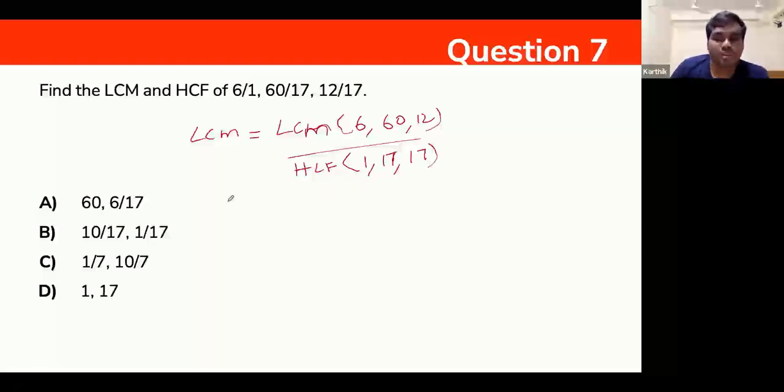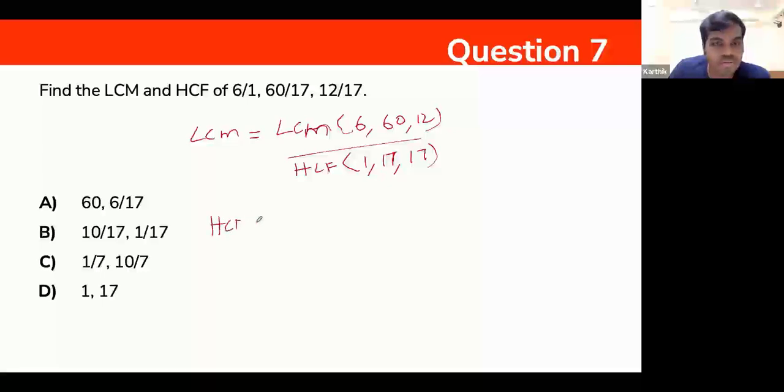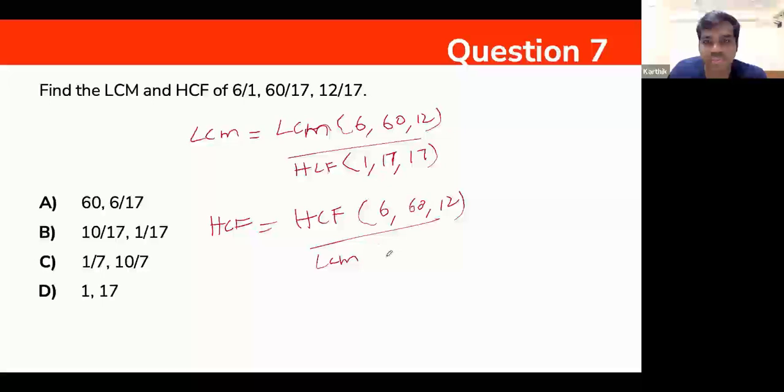Right? And for HCF, we will take HCF of 6, 60 and 12. And LCM of 1, 17, 17. Right? That's it. You solve this.